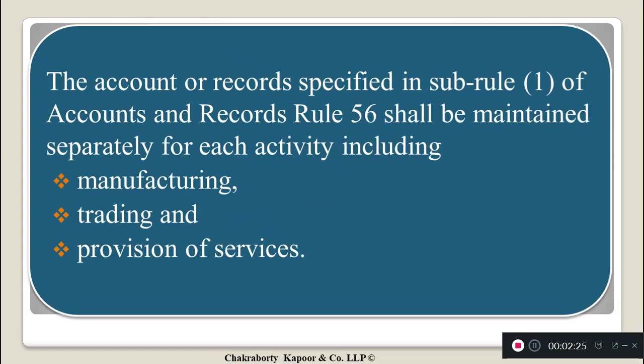The accounts or records are specified in Rule 56 of the GST Act. Sub-Rule 1 of Rule 56 says accounts and records shall be maintained separately for each activity. It has to be noticed here that it says each activity, and each activity includes manufacturing, trading, and provision of services.